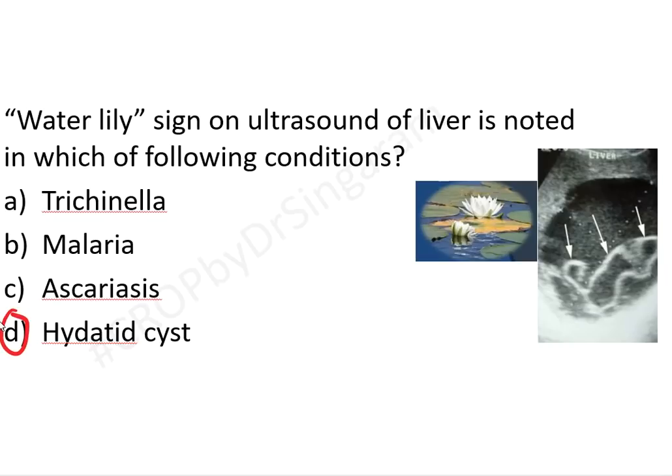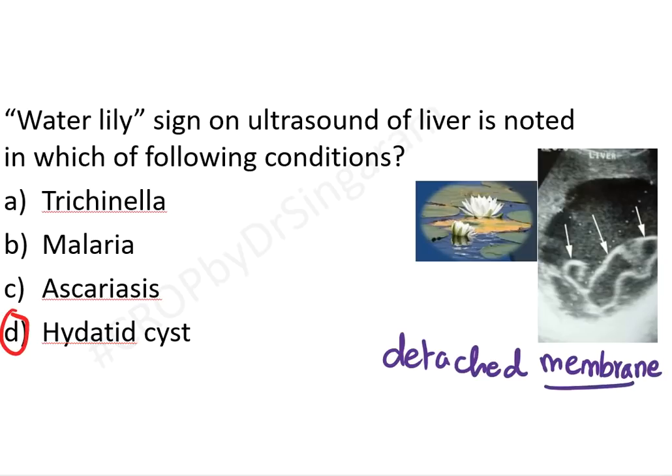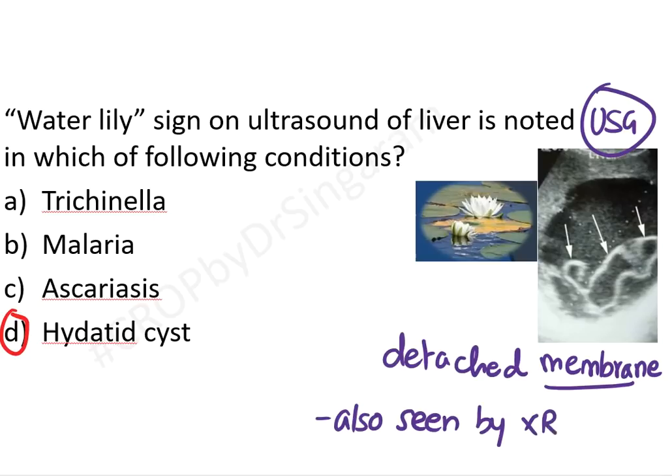It is hydatid cyst. What is this water lily sign? Water lily sign is nothing but the detached endocyst membrane of the hydatid which is floating. That's what you can see in these two pictures, is it not? It looks like the water lily given by the side. So this is called the water lily sign, a very important sign. What I have given is an ultrasound picture of the liver. It can also be seen by X-ray if the membrane is calcified, and it can also be seen by CT or MRI. These are the points to be remembered.